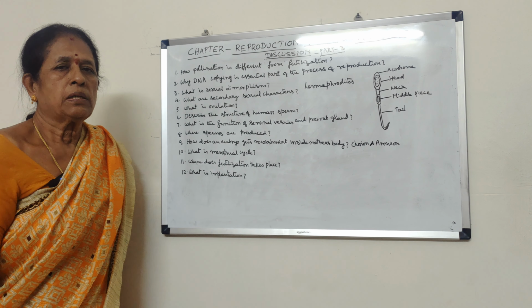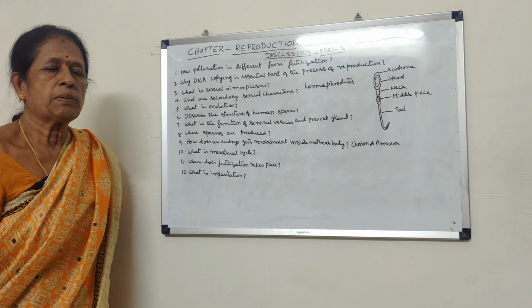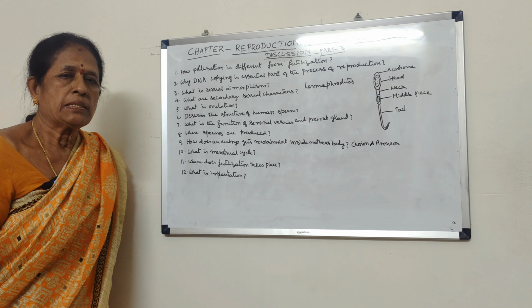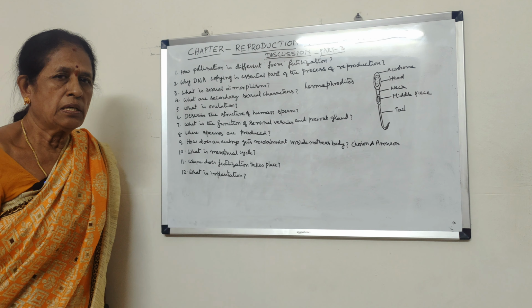That is the function of seminal vesicles. Where are sperms produced? In the male reproductive system, a pair of testes are present. They are present in sac-like structures which are called scrotal sacs.